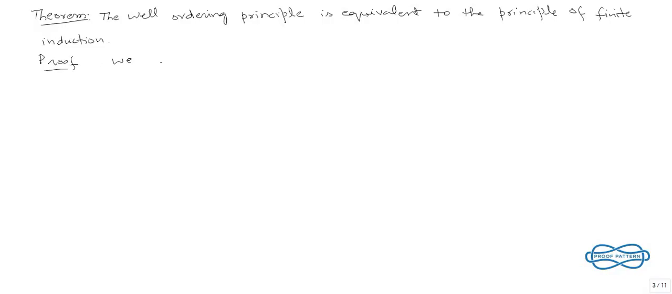We shall prove that the well-ordering principle implies the second principle of induction, and the second principle of induction implies the first principle of finite induction, and the first principle of finite induction implies the well-ordering principle. So it means they all are equivalent.